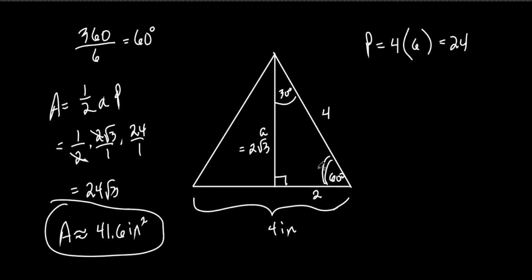Now, why did I make a triangle out of it? Why didn't I make that big old hexagon? Because I didn't need all of it. All I needed was one side. I needed the apothem, and I needed the radius. So that's what I drew.